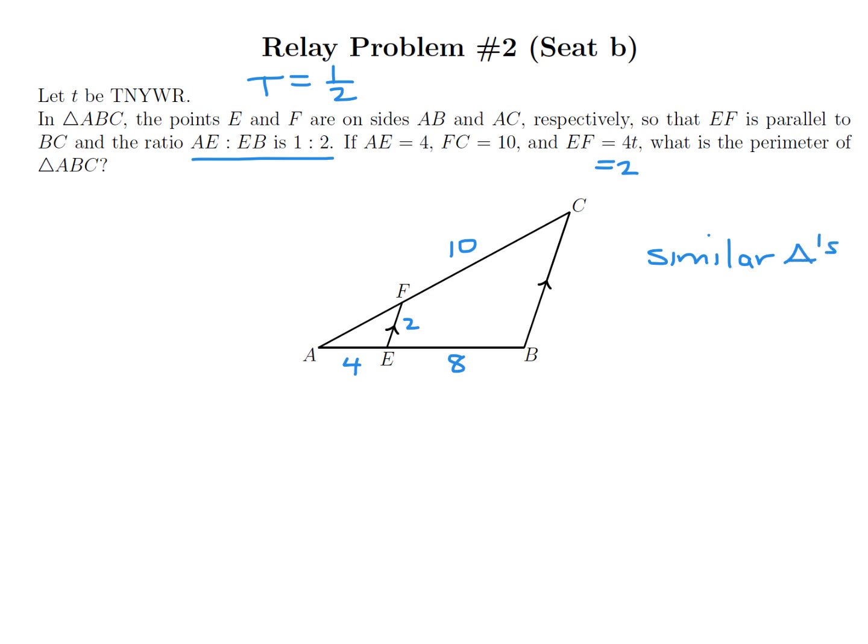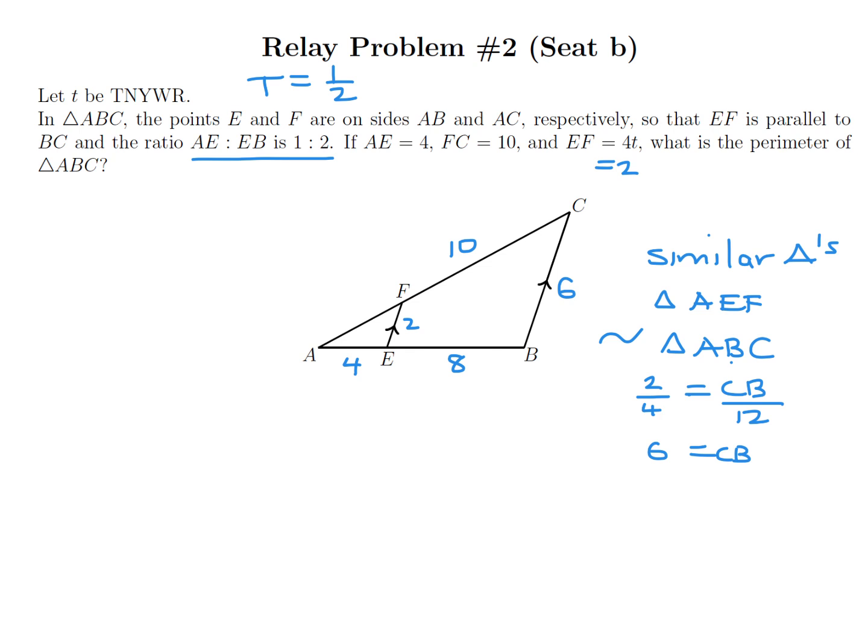So the triangle AEF is similar to, which one am I going to use here? The big one, triangle ABC. Okay, so that means that 2 over 4 is the same as CB over 12, correct? So that means CB would be 6. So let's put that in there.